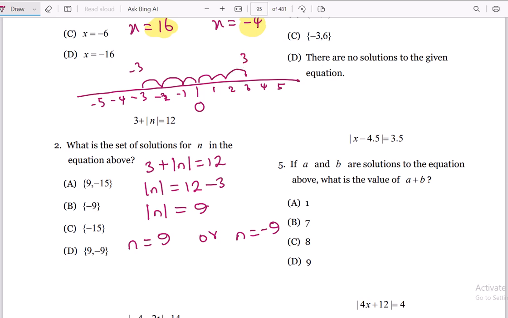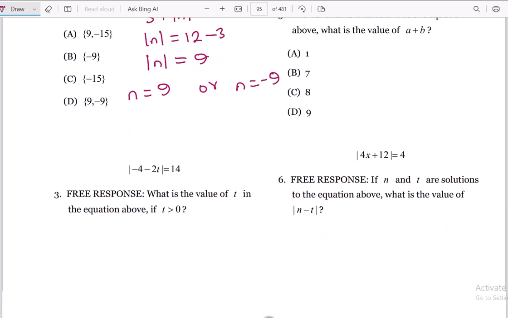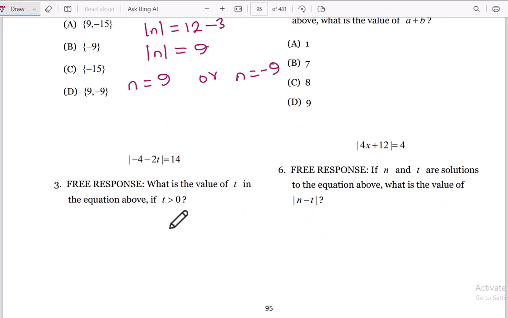So let's go back to what we have. Let's continue with our questions. Question number 3 says it's an absolute value function. So here let's fix this together.